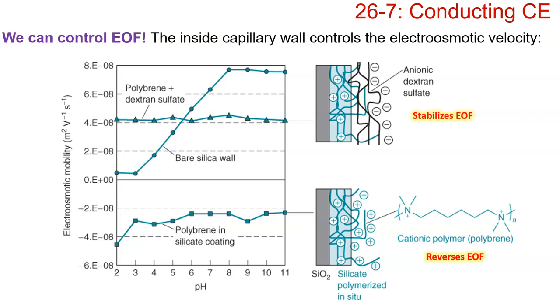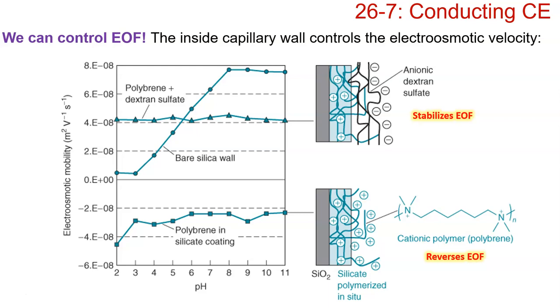Now, this just depends on what we're really interested in. Are we interested in the items that are negative, or are we interested in the items that are positive? So which analytes are the most interesting to us? And by reversing the EOF, we are going to get a different elution order. And so that might be what we're going for.